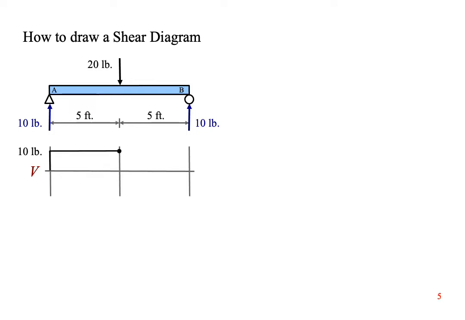There are no more forces on the beam until we get to the midspan, so the internal shear force in the beam remains at 10 pounds. Draw a horizontal line across to the midspan. There's a downward applied point load of 20 pounds at the midspan, so we go down 20 pounds. It's simple arithmetic. 10 pounds minus 20 pounds takes us to minus 10 pounds.